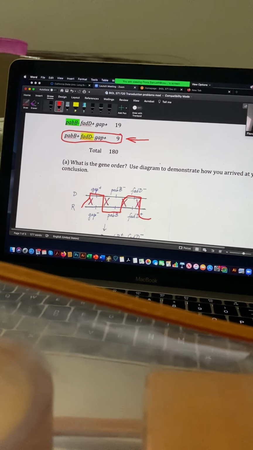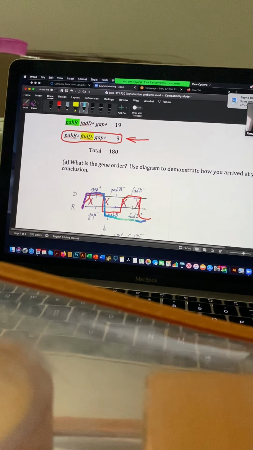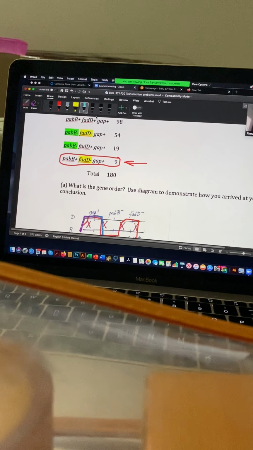So if you were to have a crossover only, let me do a different color. Let's say you had GAP plus, and then you have this crossover here, you will get GAP plus, PAP plus, FAT plus, and then we look here, and you see that that represents this class here. Okay, I get it, definitely. That makes way more sense. Okay.